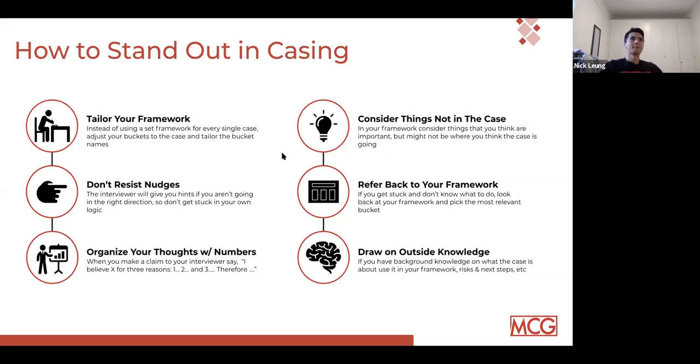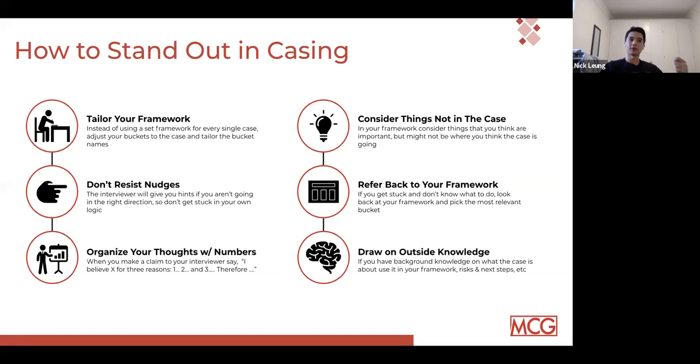So now that we know what the attributes are that are being tested for, how do we stand out? Let's do casing first. The first thing I would say is, in casing, tailor your framework. A lot of candidates come in with a pre-worked-out framework that applies to really any case. I would say one of two things about this. The first thing is, don't be stuck in that framework.